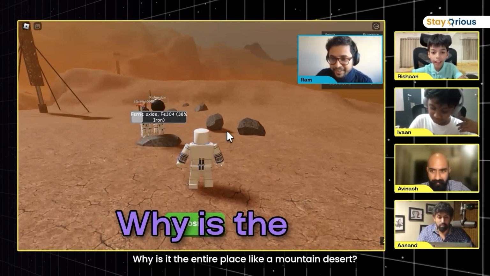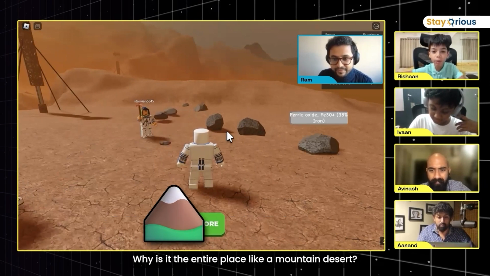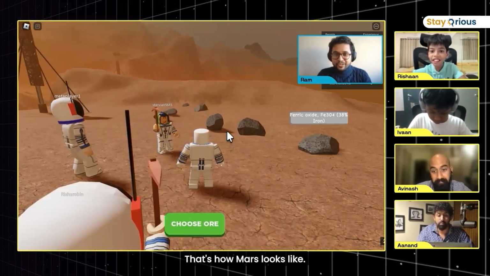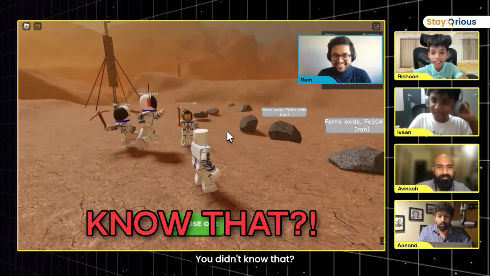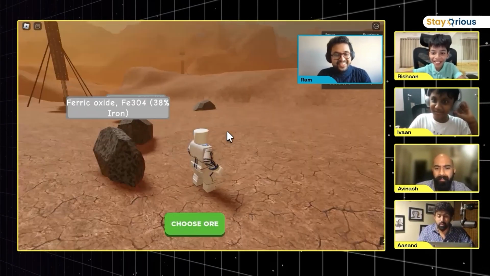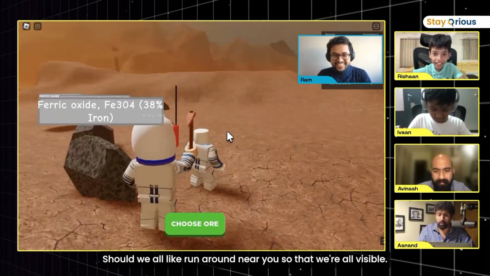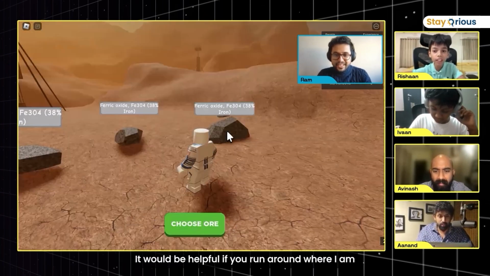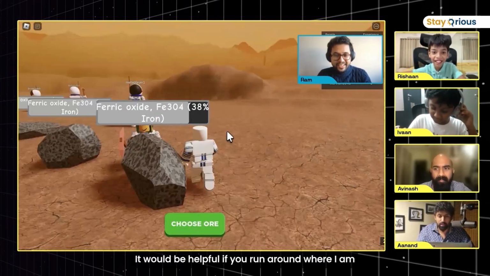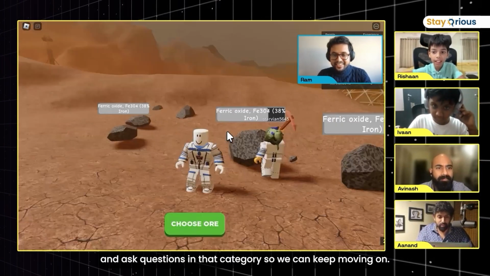Why is the entire place like a mountain desert? That's how Mars looks. I didn't know that. You didn't know that? No, I didn't know that. Interesting. Should we all run around near you so that we're all visible, or should we just go wherever we want? It would be helpful if you run around where I am and ask questions in that category so we can keep moving.